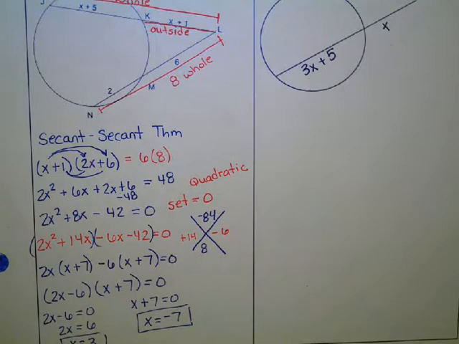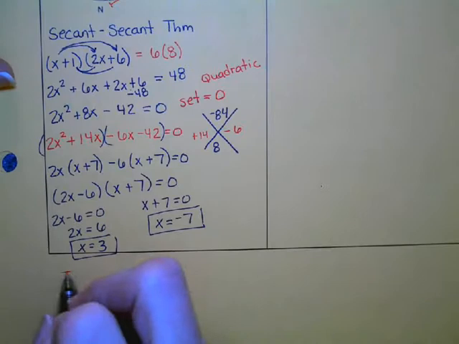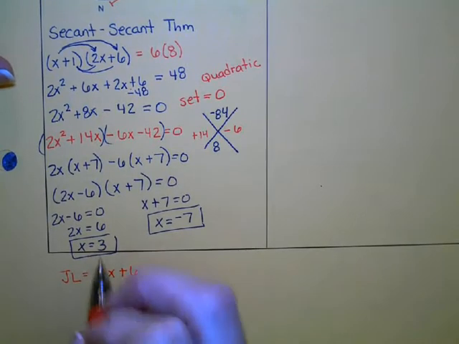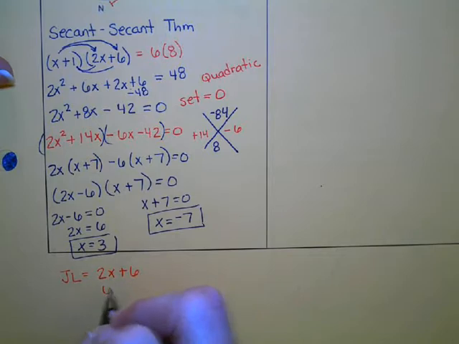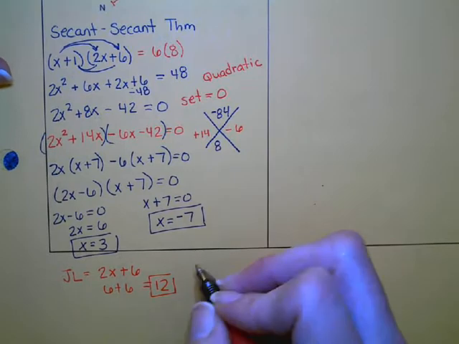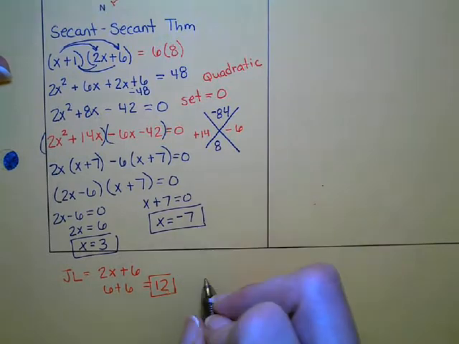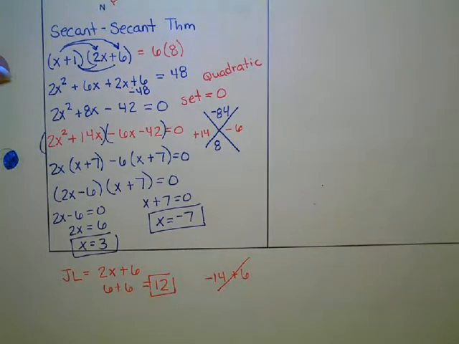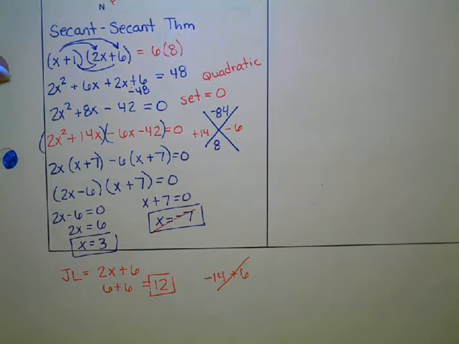So JL is 2x plus 6. So if we did 3, that gives me 6 plus 6, so one answer is 12. Let's try negative 7. If you plug in negative 7, you get negative 14 plus 6. So that will not work because we cannot have a negative segment. So I'm going to cross off the negative 7, it doesn't work. So JL is 12.